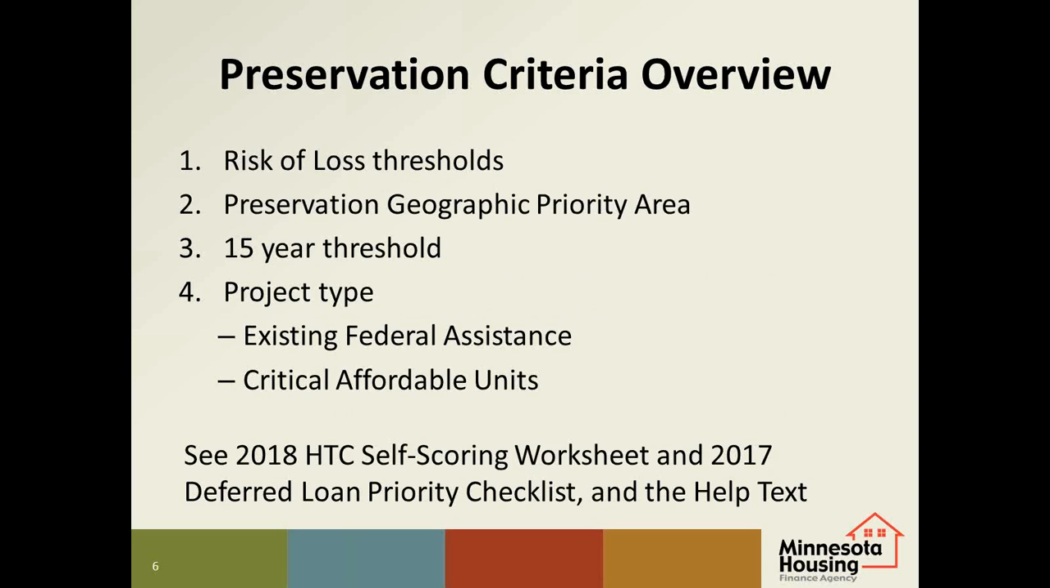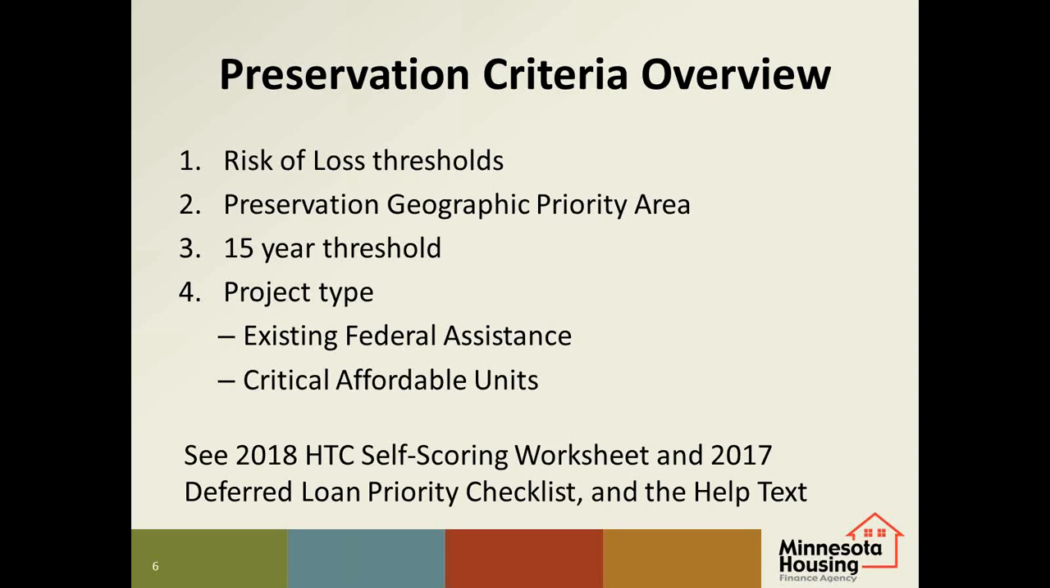Preservation applications are evaluated to the following criteria. These criteria are the same for both tax credit and deferred funding applications. First, does the project meet one of the three risk of loss thresholds? The risk of loss thresholds will be reviewed on the next slide. Second, is the project located in a preservation geographic priority area? Third, have 15 years passed since initial project closing or last placed in service date for tax credits? And fourth, what is the preservation project type? Is it existing federal assistance or critical affordable units?